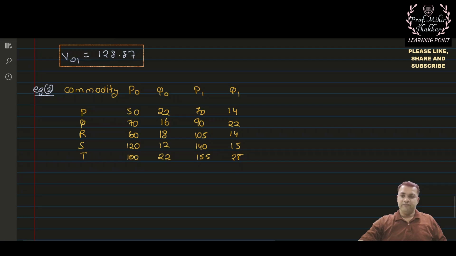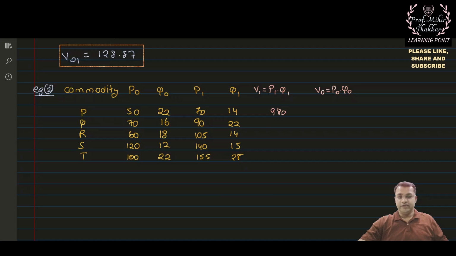So guys, one more example there in front of you. In the second example, you are directly given the values of P0, Q0, which indicates the prices and the quantity of the base year, whereas P1 and Q1 indicate the prices and the quantity of the current year. So in this case, again, like we did in the previous case, first we will make two additional columns, V1, which is equal to P1 into Q1 for the numerator, and V0, which is equal to P0 into Q0 for the denominator.